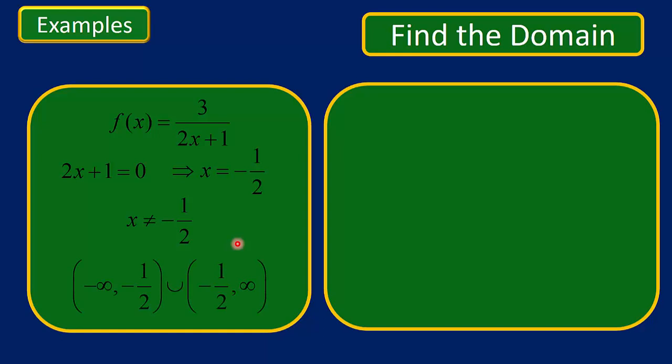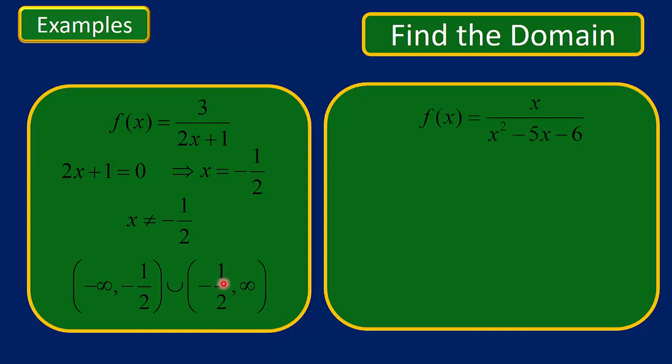Now, I could write that in interval notation this way. -infinity to -1/2. Notice not including -1/2. Jump over it, come out on the other side, -1/2 to infinity. This is the domain. This is the interval notation form.